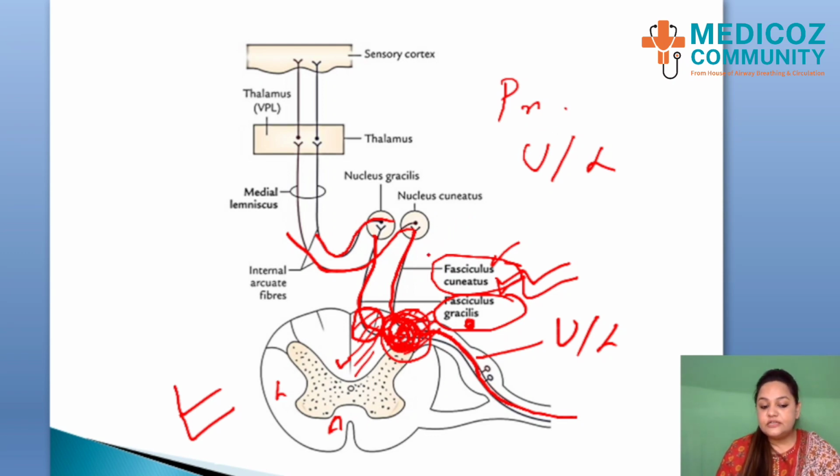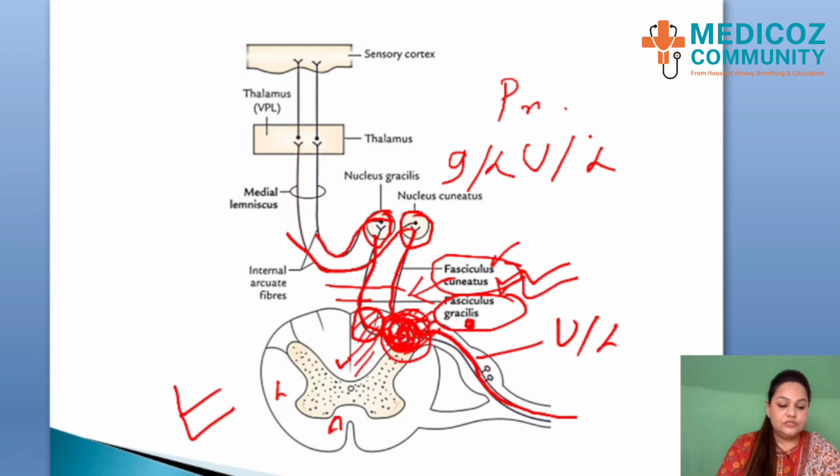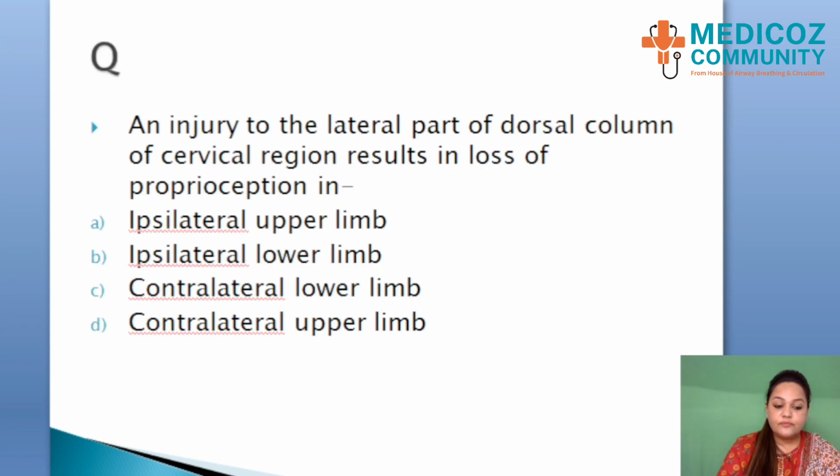Ipsilateral or contralateral? For that, you can see here the fibers at the level of the medulla are relaying here into the nucleus gracilis and cuneatus respectively, and then they are decussating. So the injury occurs at the level of the cervical part of the spinal cord, so definitely it will be the ipsilateral side, because in this part the fibers are running ipsilaterally. Okay, so it will affect the ipsilateral upper limb. So this is the answer for this question here.